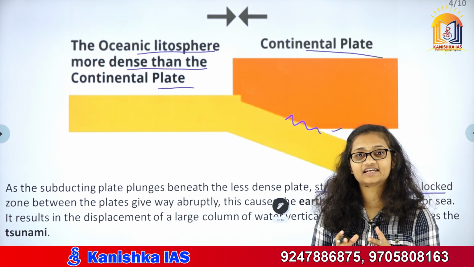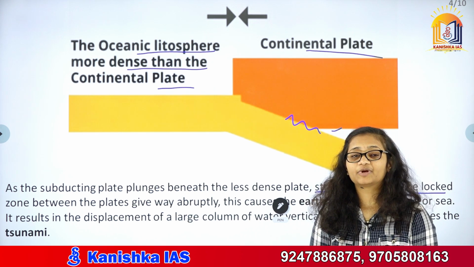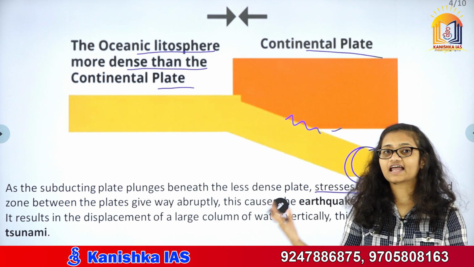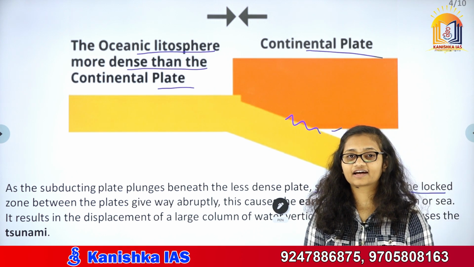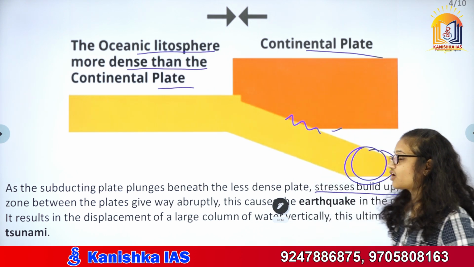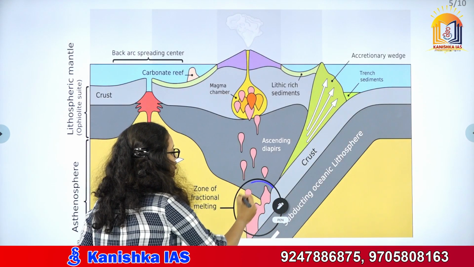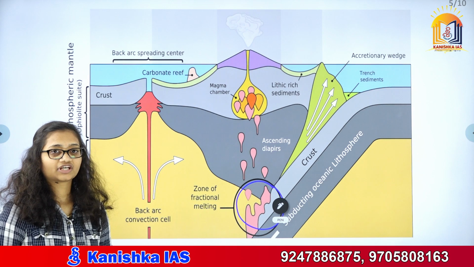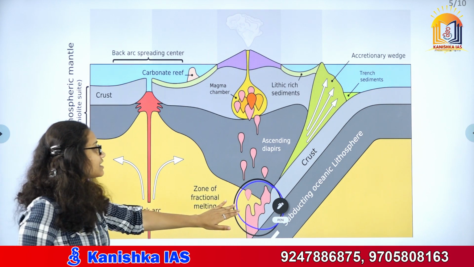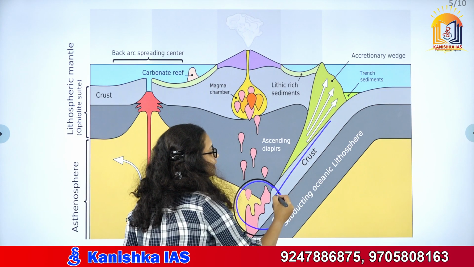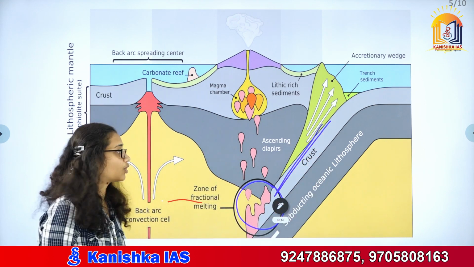Due to this, there is the creation of an earthquake. Because of this, there is a large displacement of water occurring. Ultimately, it causes the tsunami. If you see in this diagram, here the subduction of a part of the oceanic crust is occurring. Due to this subduction, this region we call the subduction zone.